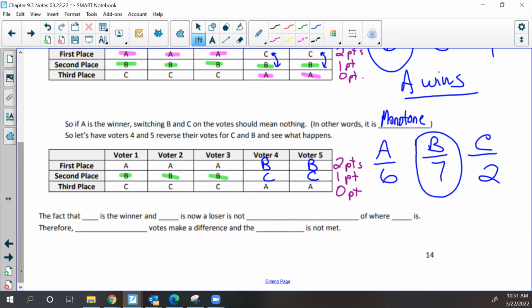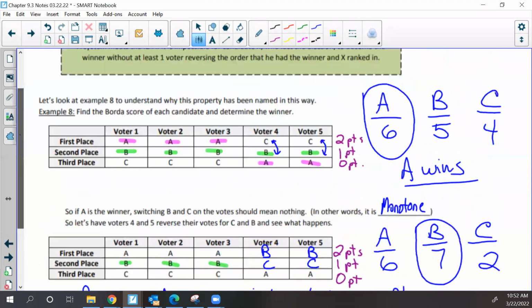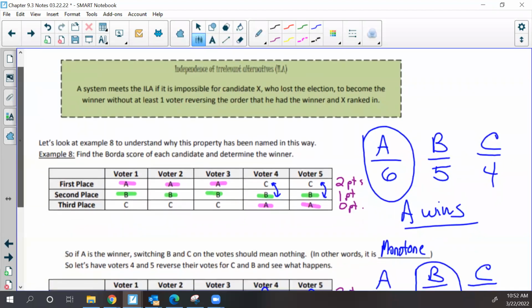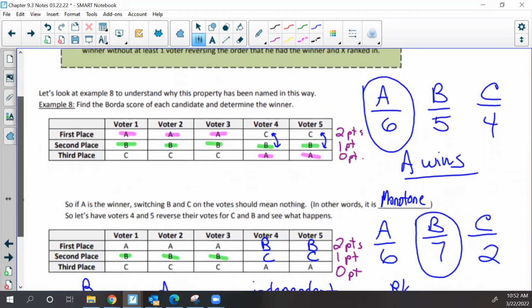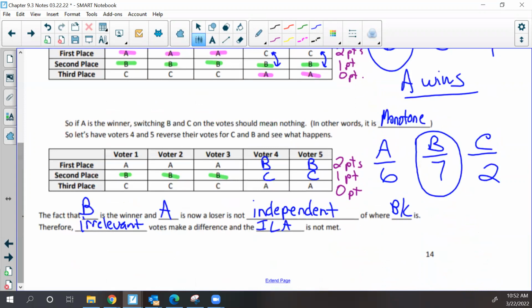And the fact that B is now the winner and A is now a loser is not independent of where candidates B and C finish this race. It shouldn't matter. Therefore, the irrelevant alternatives, the ones of losing candidates, are going to make a difference if something changes. And the independence of irrelevant alternatives is not met. Independence of irrelevant alternatives is not met.